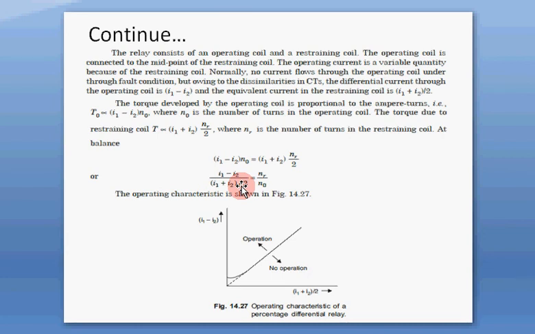It is clear from the characteristic of the differential relay that, except for low current, the characteristic is a straight line.